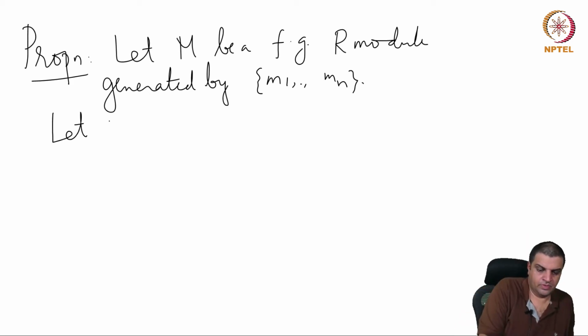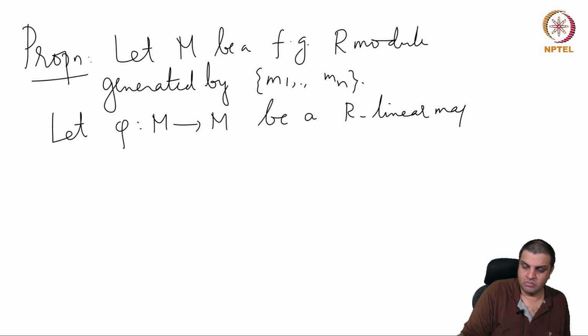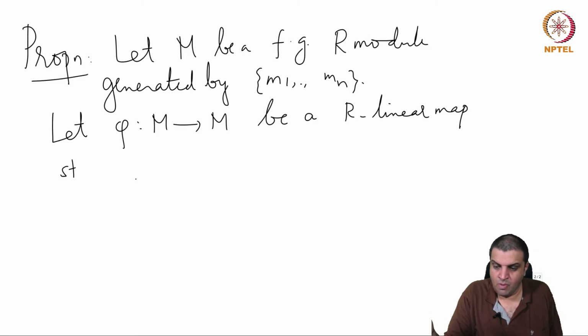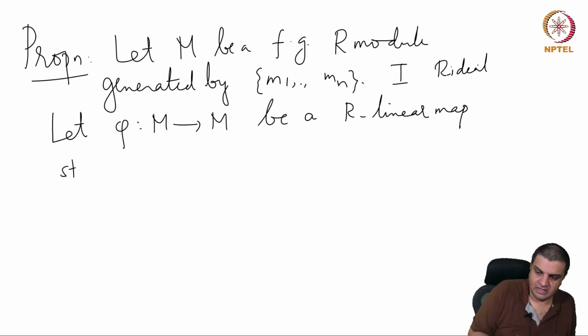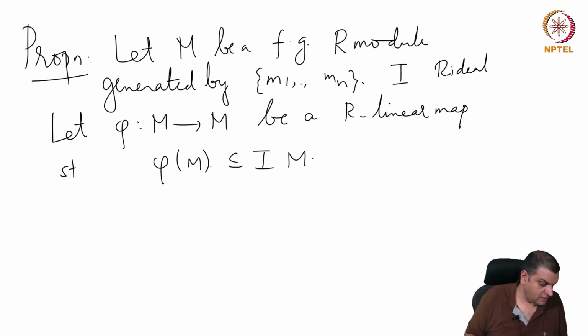Let phi from M to itself be an R-linear map, and I an ideal of R, such that phi of M is inside I times M. Okay. So both these are submodules of M. So suppose that there is a containment.